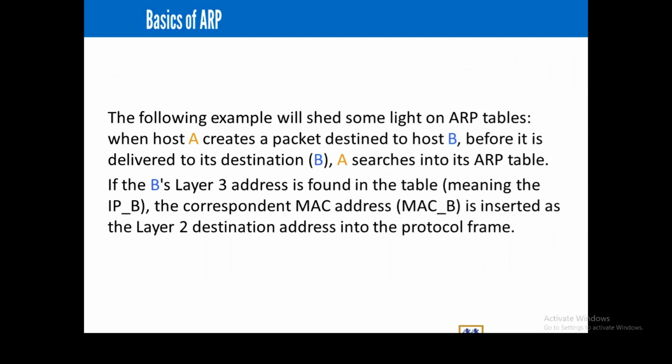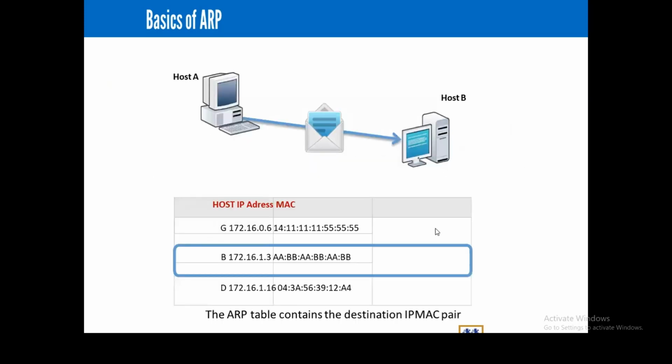The following example will shed some light on ARP tables. When host A creates a packet destined to host B, before it is delivered to its destination B, A searches its ARP table. If the host B layer 3 address, meaning the IP_B, is found in the table, the corresponding MAC address, MAC_B, is intercepted. It's inserted as the layer 2 destination address in the protocol frame. So this is just a simple diagram to illustrate what I just explained.